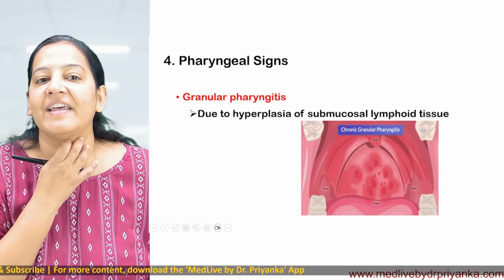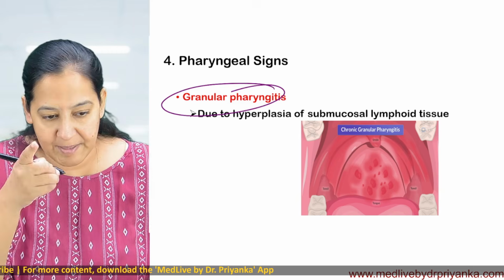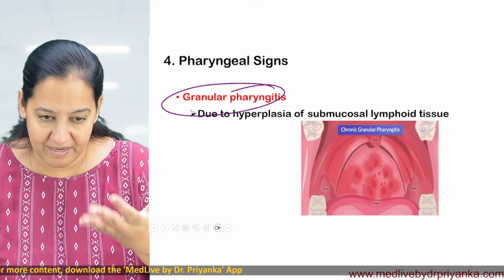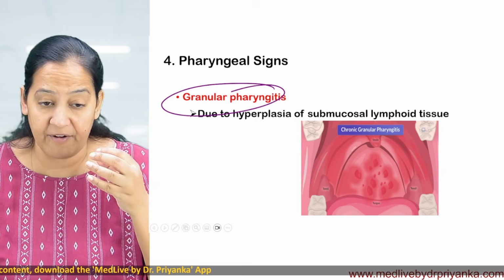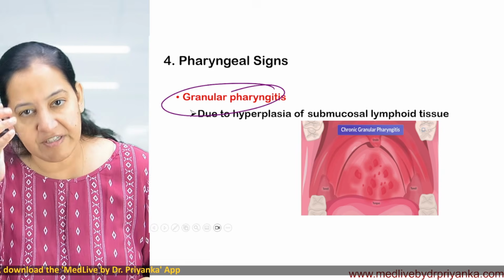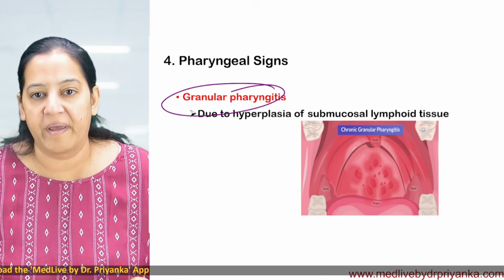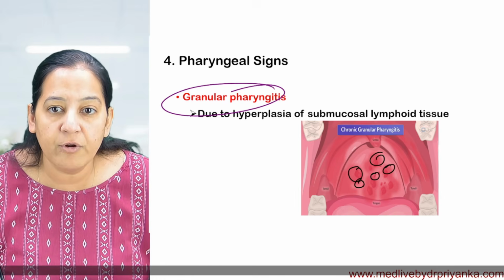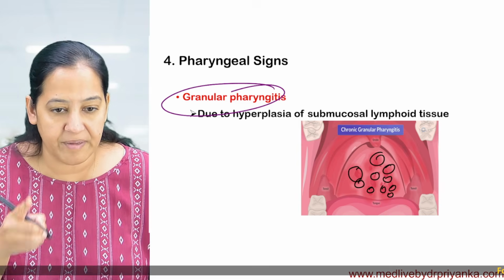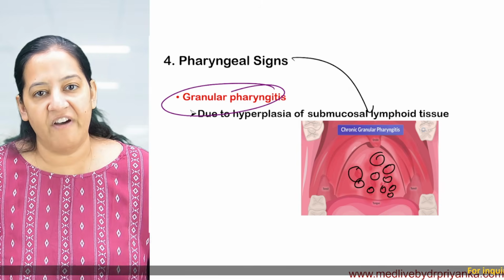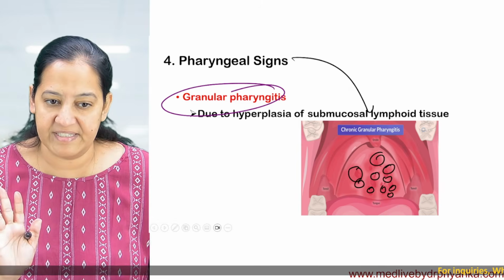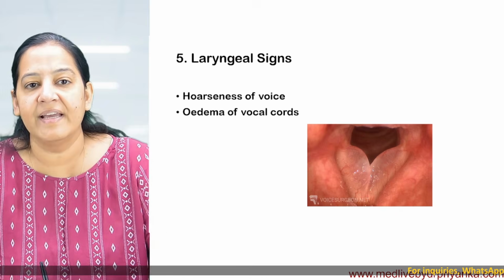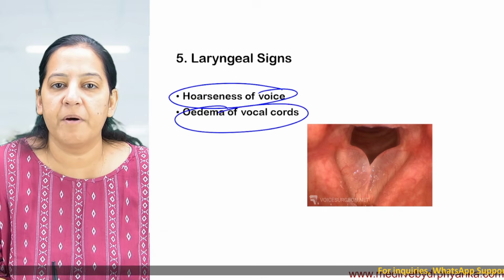Okay, now coming on the pharynx. In the pharynx, there is granular pharyngitis. I will teach you the pharynx after nose. After that, I will come on the sinuses, and after that, I will teach you pharynx only. It's a very interesting topic. One of the pharyngitis is granular pharyngitis, in which multiple granules are formed in the pharynx. You can see granular pharyngitis. So that will happen. And in the larynx, there is hoarseness of voice because of edema of the vocal cord.